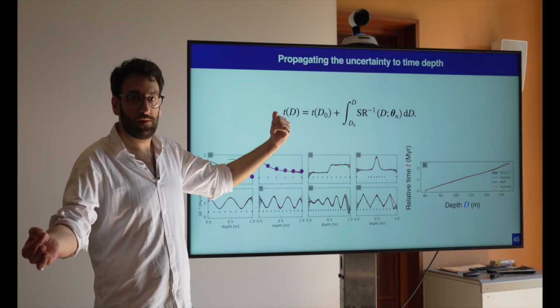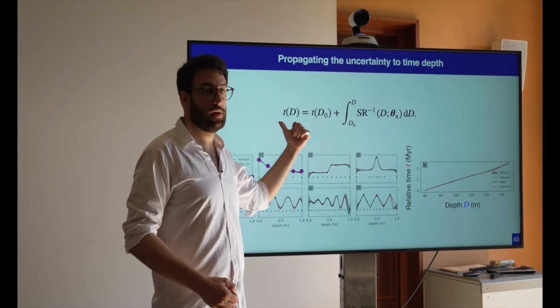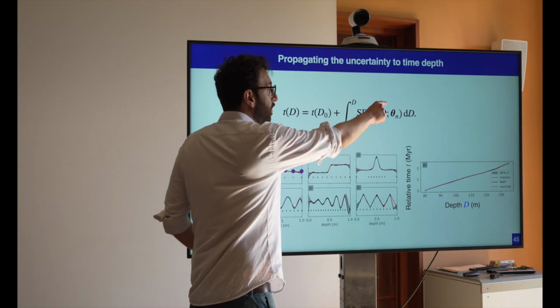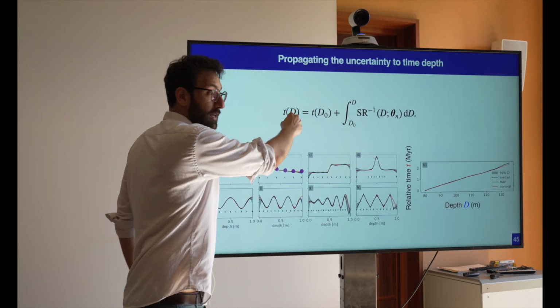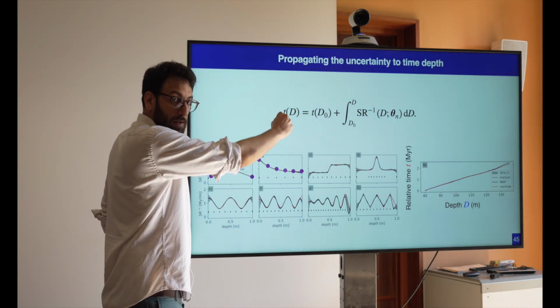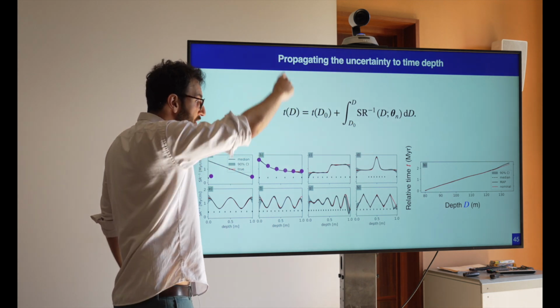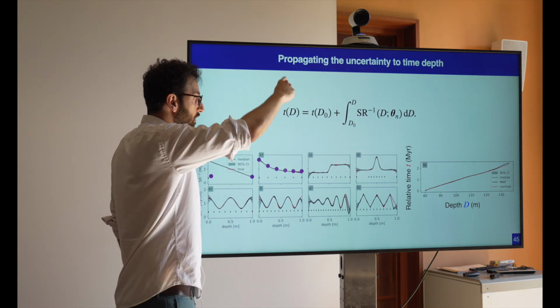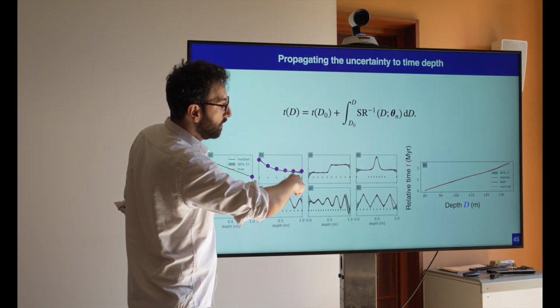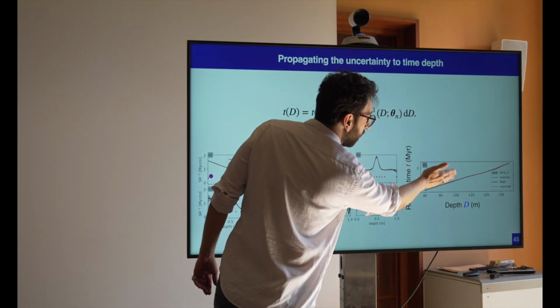Now you take another value of your chain, you do again this calculation. So each time you have a value in the chain, you have an estimate of your time at a given depth. And now if you plot the distribution of this time as a function of depth, then you're going to have an error bar.